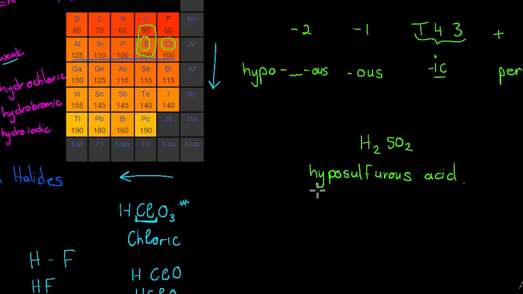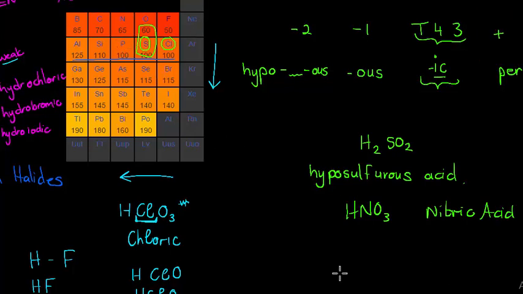Let's look at another one, like HNO3. What would this one be called? Well, there's my T. N needs 3, and then it just gets the ick. I have 3, and therefore this is nitric acid.